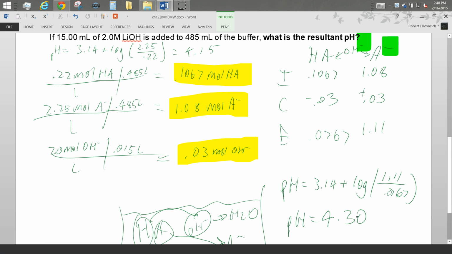So before, when I added this lithium hydroxide to the water, how much did the pH go up? 12.8. So more than 1 million, right? More than 5 orders of magnitude. And now I added it to the buffer, and what happened? It went up 0.15 hundredths of a pH unit, so it stopped it basically. Okay.